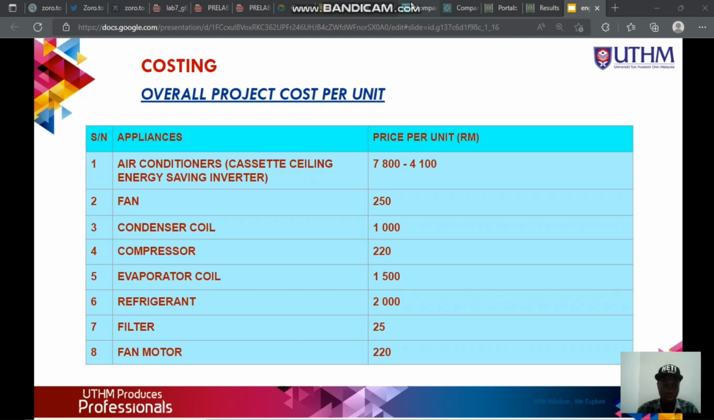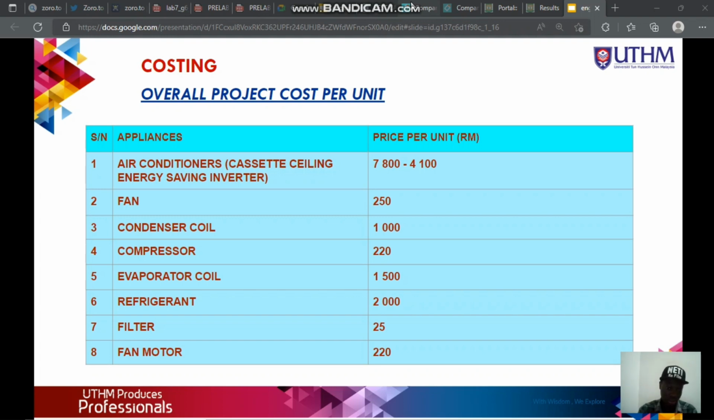Right off the bat, I'll start with the overall project cost per unit of our project. The air conditioners, which are energy saving inverter units, range from 7,800 ringgit to 4,100 ringgit. Then the fan, which is 250 ringgit. Condenser coil, which is 1,000 ringgit. Compressor, which is 220. The evaporator coil, which is 1,500 ringgit. And then the refrigerant, which is 2,000 ringgit. While the filter is 25 ringgit, and then the fan motor is 220 ringgit.